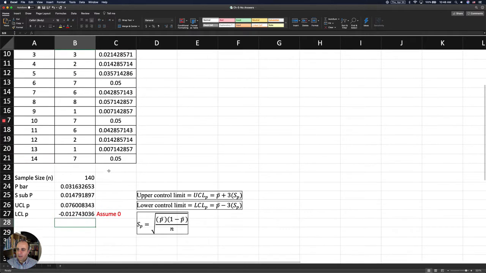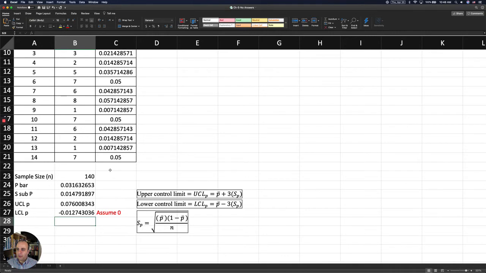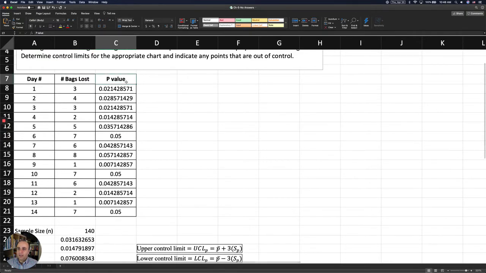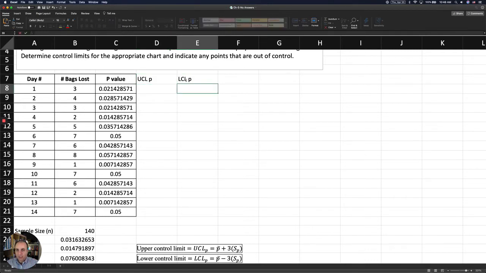Okay, so now the next step is to build my chart. I need to build the three lines that make my chart. The three lines are upper control limit, middle line, and lower control limit. So my UCLP and my LCLP, these are the upper and lower control limits. And the middle line is basically P bar. So I need three columns with all the same values of y, basically, for different x's 1 to 14, if you consider a Cartesian set.